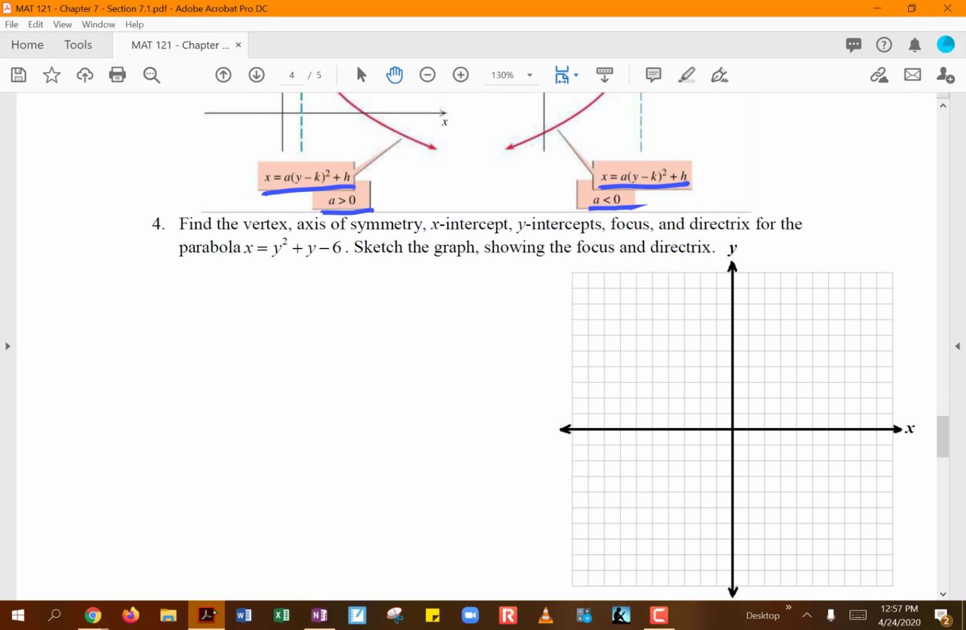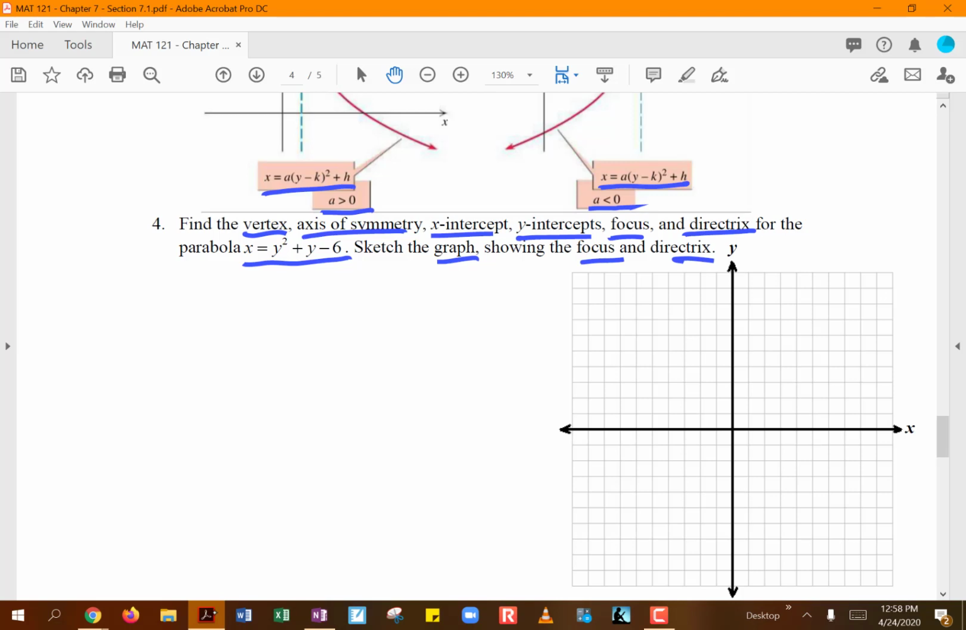So they're asking us to find again the focus, axis of symmetry, x-intercept, y-intercept, the focus and the directrix also when they give us the equation of the parabola as x equals y squared plus y minus 6, and then they're of course asking us to sketch with the focus and the directrix also.